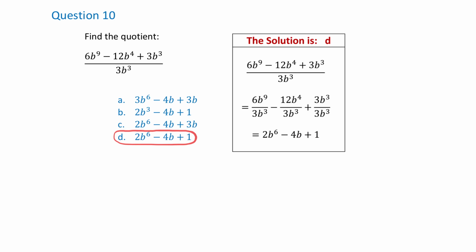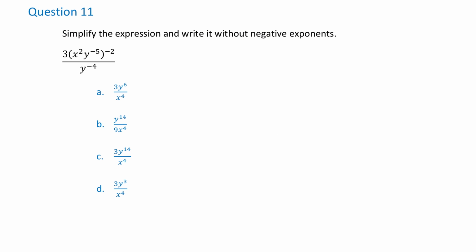Now we will continue with question 11. In this question, simplify the expression and write it without negative exponents. The expression is 3 times parenthesis x to the 2nd power times y to the negative 5th power all to the negative 2nd power all divided by y to the negative 4th power. Please pause the video and find the right solution.